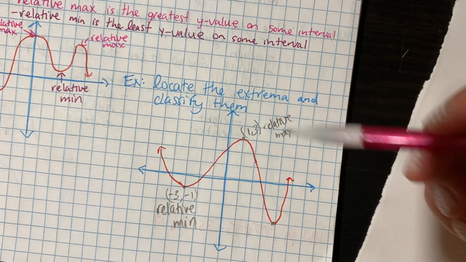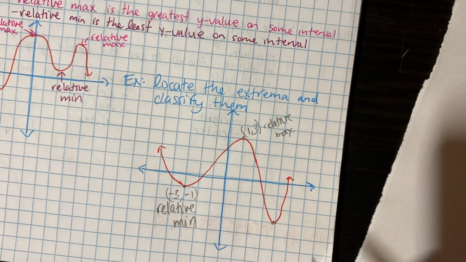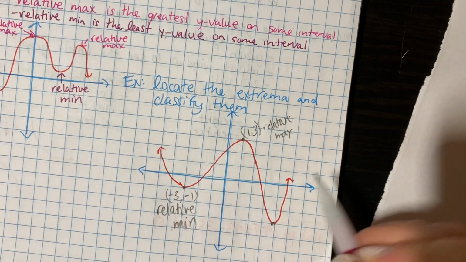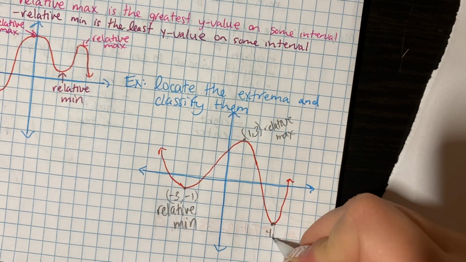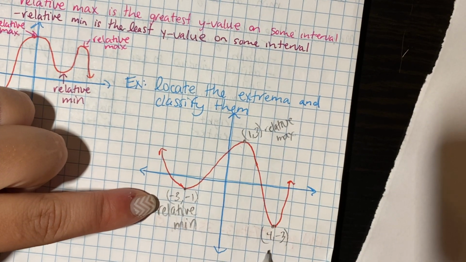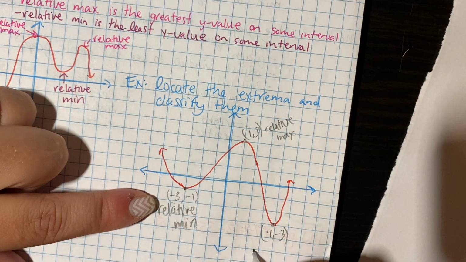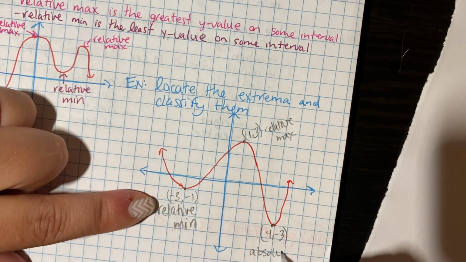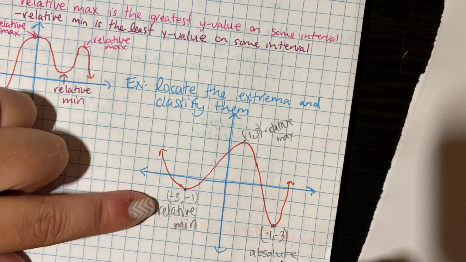All right, and then this down here, this is 1, 2, 3, 4, -3. So I probably shouldn't have labeled this one yet, although we could visually see it, but this one goes down farther, so this is for sure the absolute minimum.